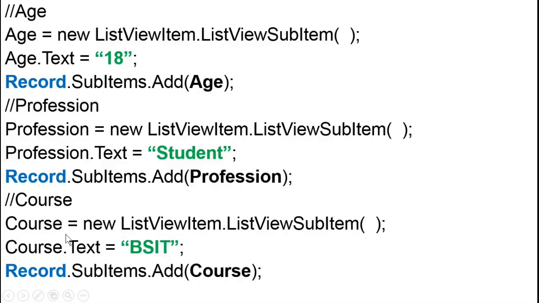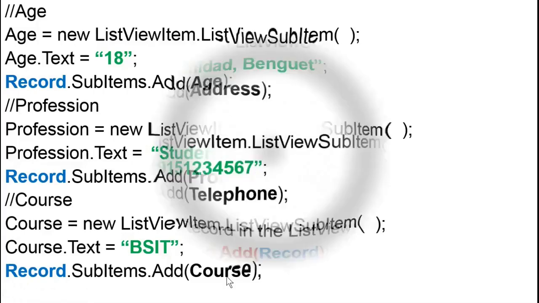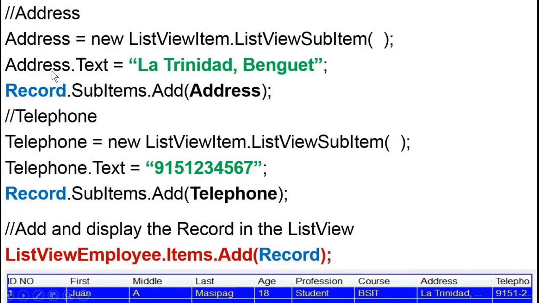Next, I instantiated the object course and placed the course value BSIT. I added the object course as a sub-item to the object record. Continuation. I instantiated the object name address and placed the address value La Trinidad Benguet. I added the object address as a sub-item to the object record.